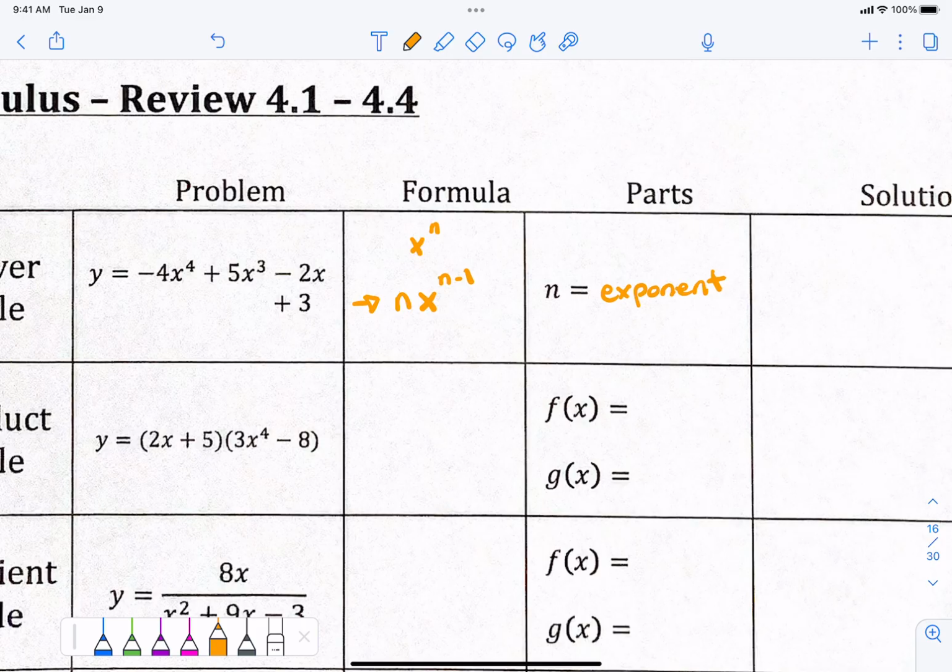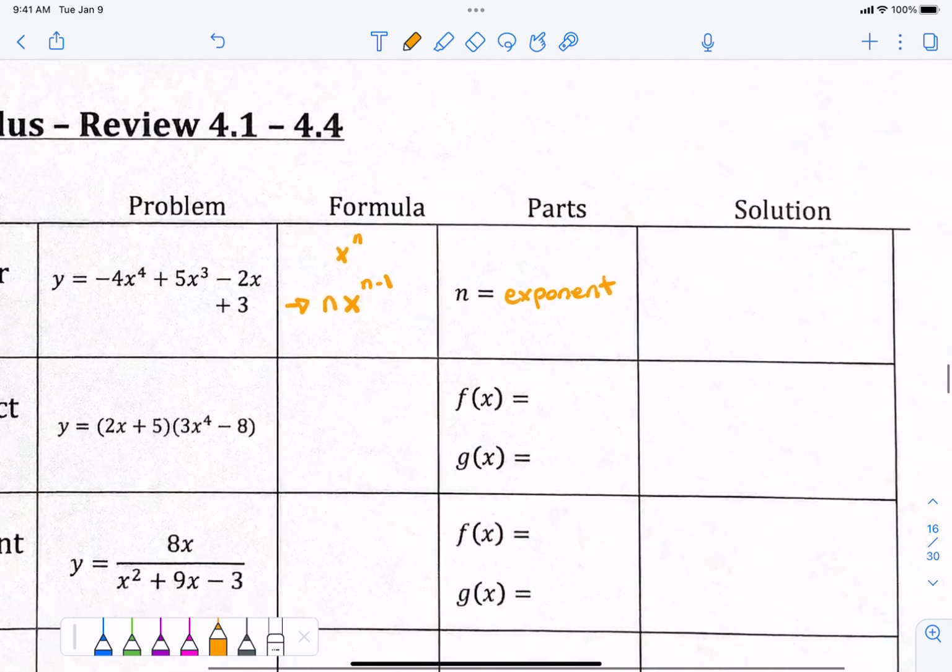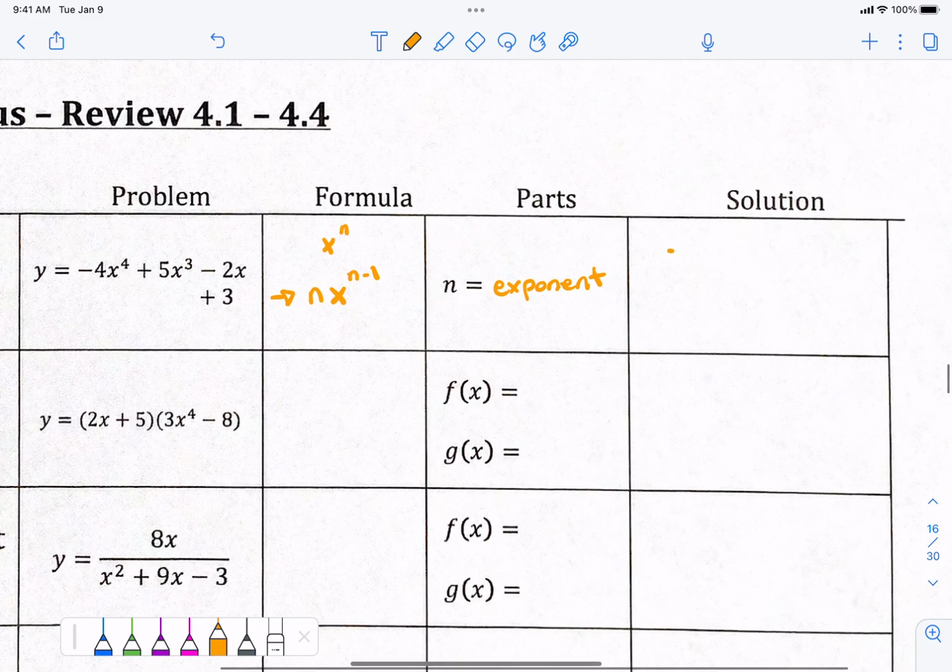That's the formula. That's how you find the derivative. And there is your exponent. N is the exponent. Okay, let's solve this thing. Let's find the derivative of that thing using just the power rule. First of all, what's it going to be called? Y prime. Okay, we're going to call it Y prime because that means derivative.